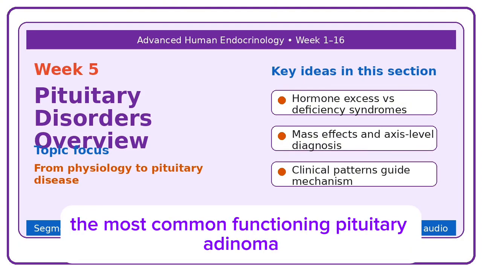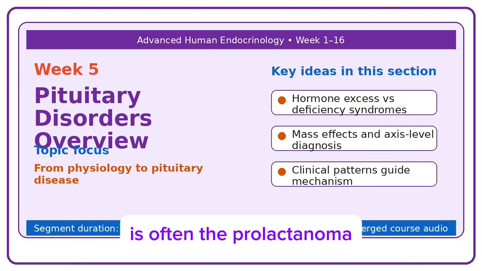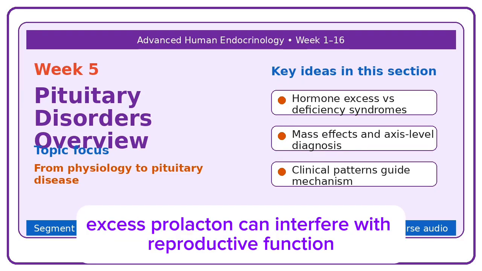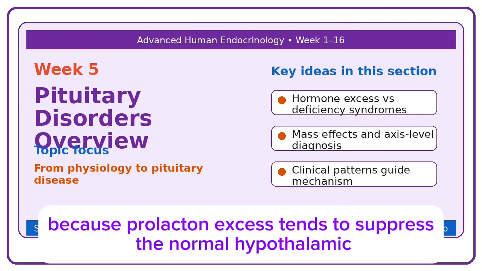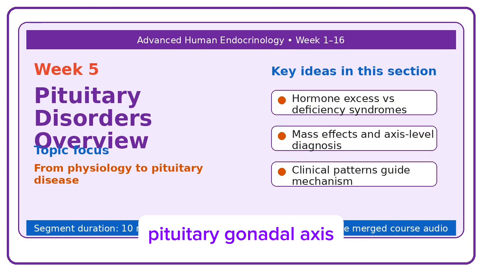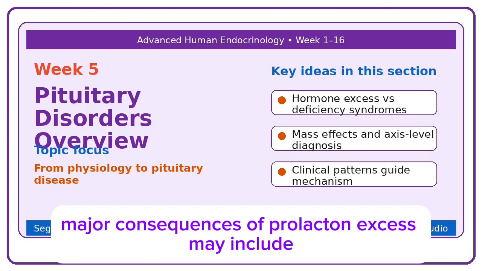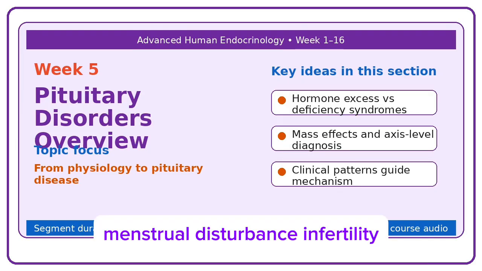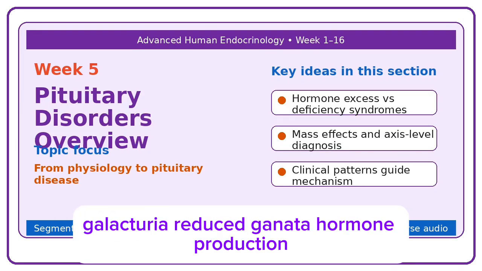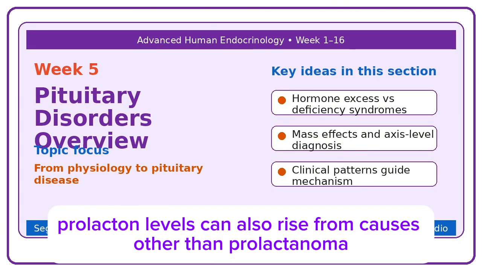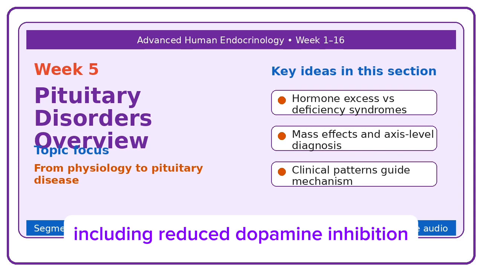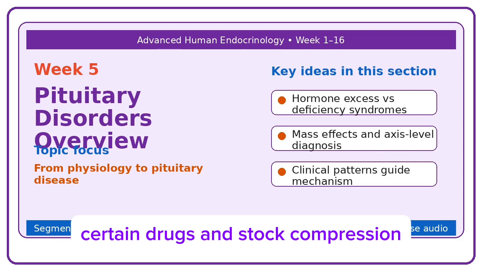3. Prolactin disorders and prolactinomas. The most common functioning pituitary adenoma is often the prolactinoma. Excess prolactin can interfere with reproductive function because prolactin excess tends to suppress the normal hypothalamic-pituitary-gonadal axis. Major consequences of prolactin excess may include menstrual disturbance, infertility, galactorrhea, and reduced gonadal hormone production. Prolactin levels can also rise from causes other than prolactinoma, including reduced dopamine inhibition, certain drugs, and stalk compression.